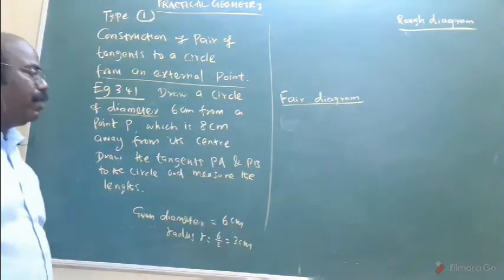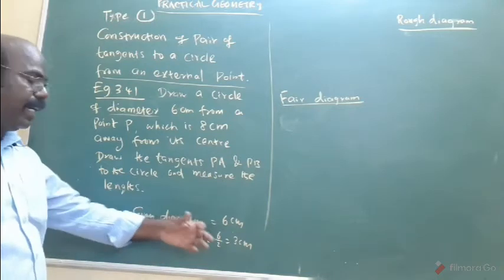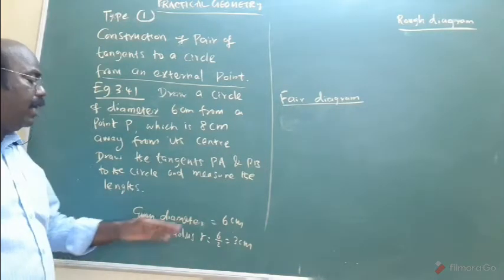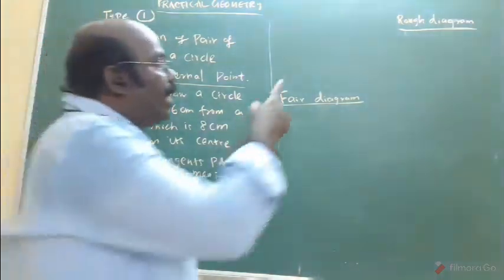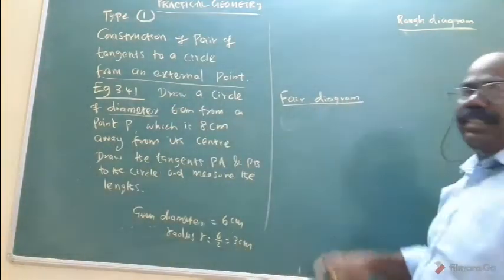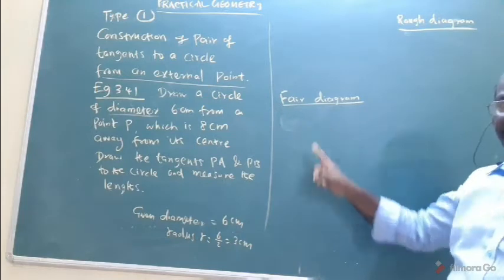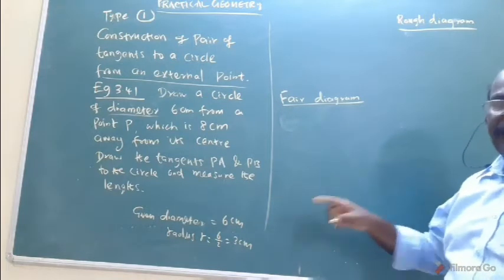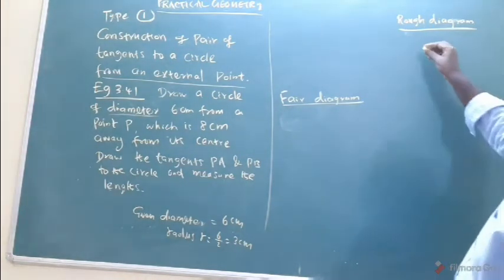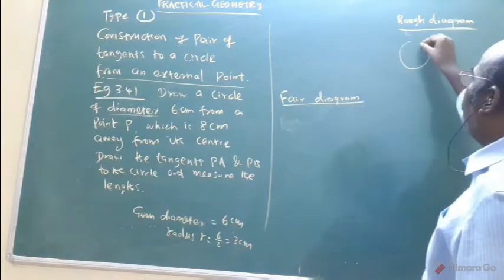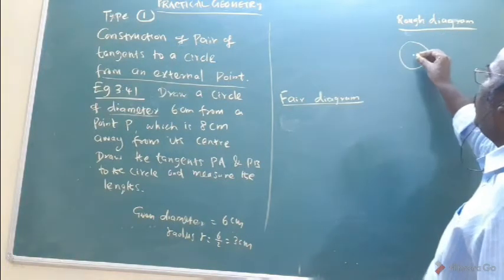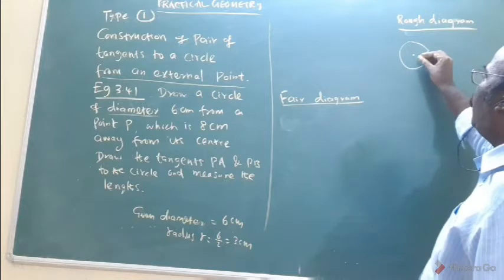Now in this type of problem, if the radius is given, fine; if the diameter is given, divide by 2. That's important. Now, rough diagram, fair diagram, then construction. These three steps are important. The rough diagram is a circle. Am I right? Center. This is 3 cm radius. Radius is what? 3 cm.